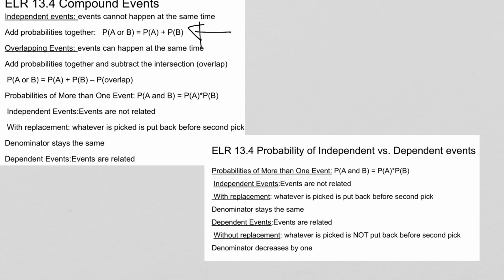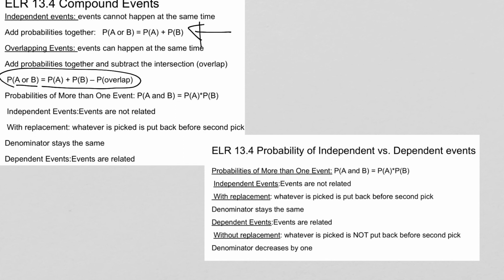If you have probability of overlapping events that are going to happen at the same time, and let's say there is an intersection of these overlapping events, examples we did in class were rolling a die, rolling an odd number and a 3. Because 3 is odd, you would subtract that overlap there. It has the word or in the problem, and this was the formula that you would use for that.